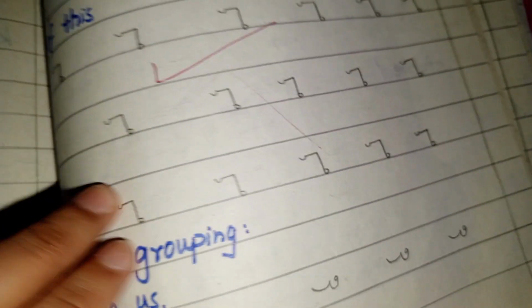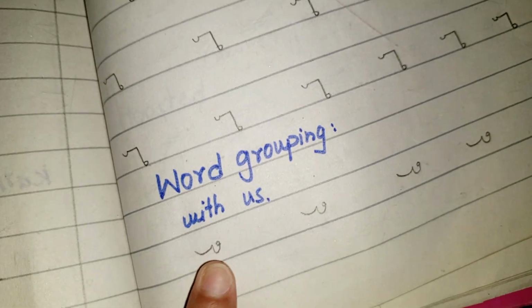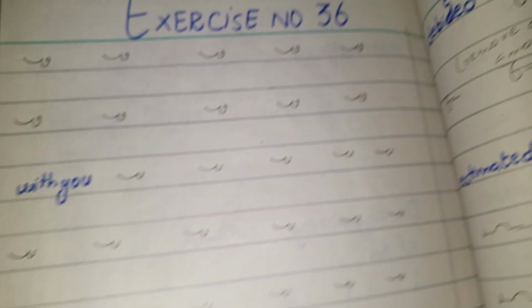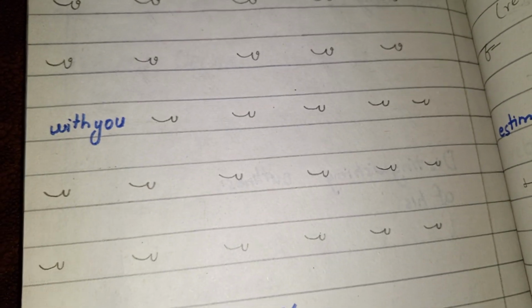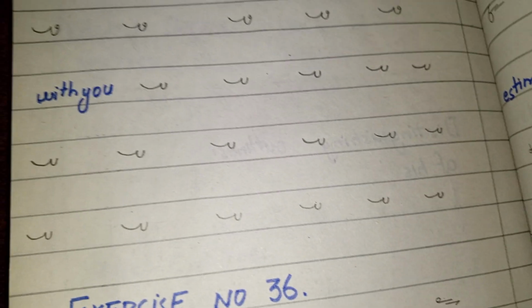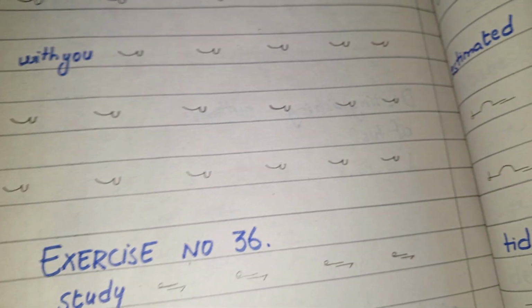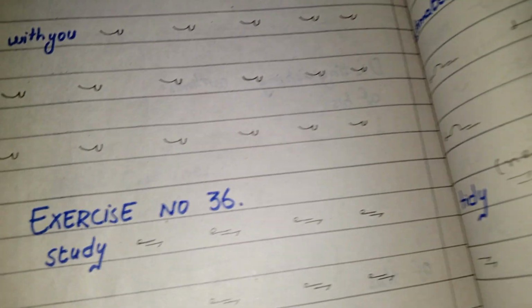Word groupings: with us, with W, U and S. With you, for with you we use the outline of W and U above the line. You can also write this outline on the line.